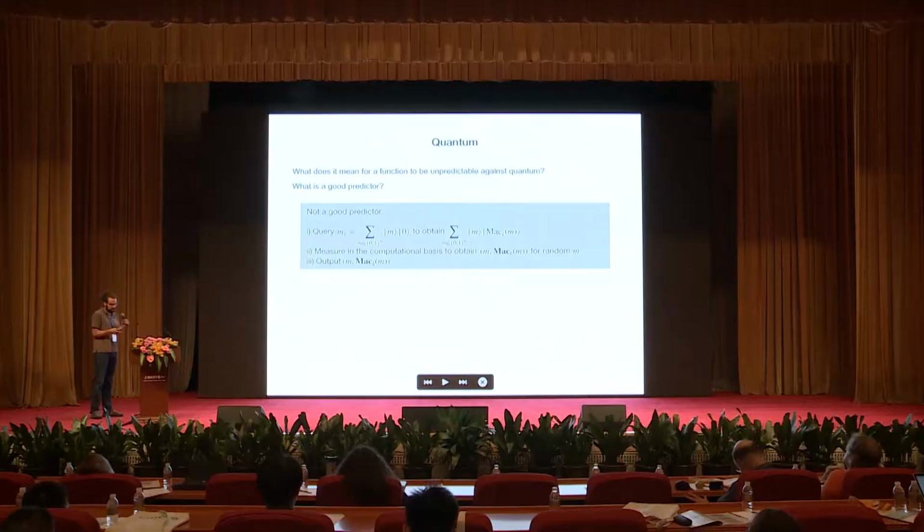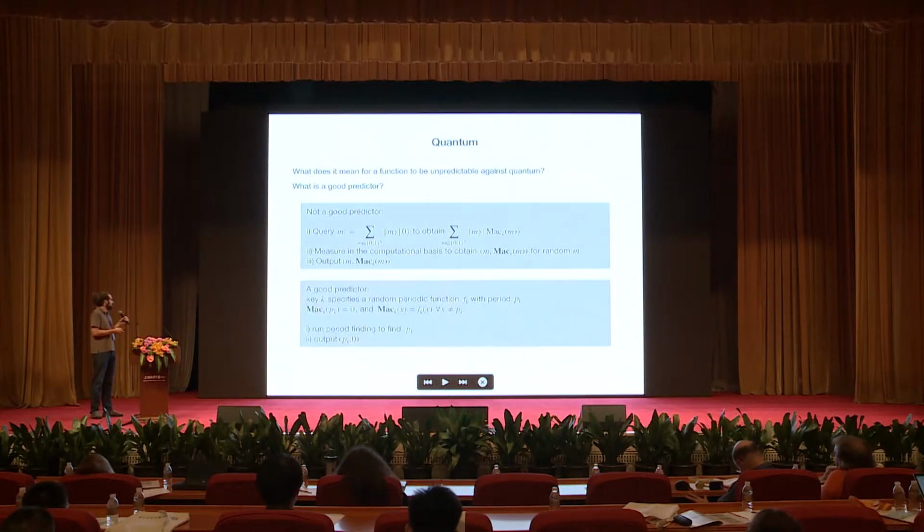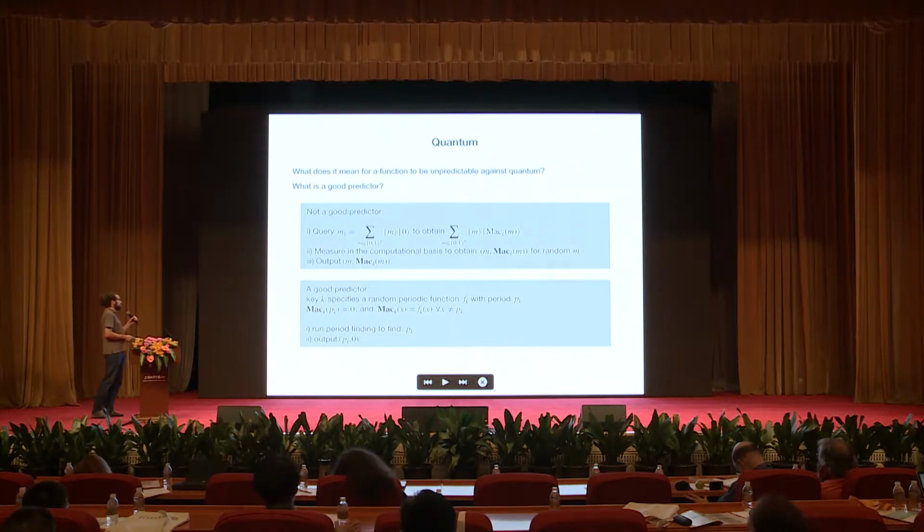So the example that we just saw, essentially this is not a good predictor. We kind of know that. But then let's have a look at an example of a good predictor. So here we have a random periodic function fk, and we define the MAC by setting it to 0 at the input that is equal to the period, and equal to fk everywhere else.